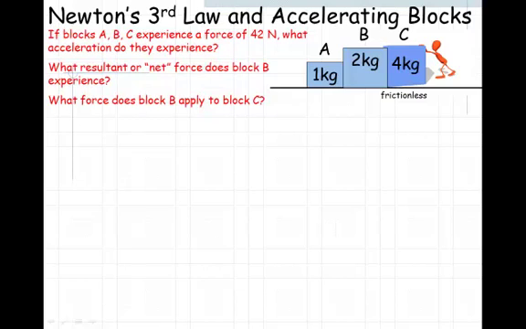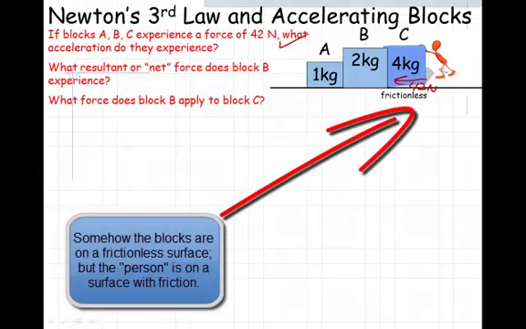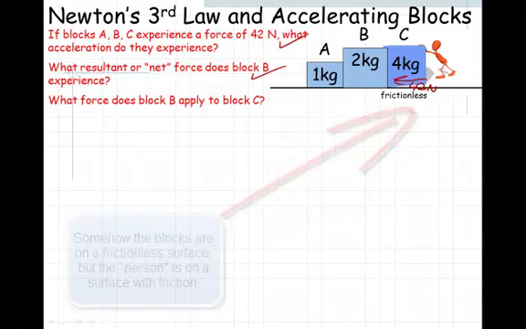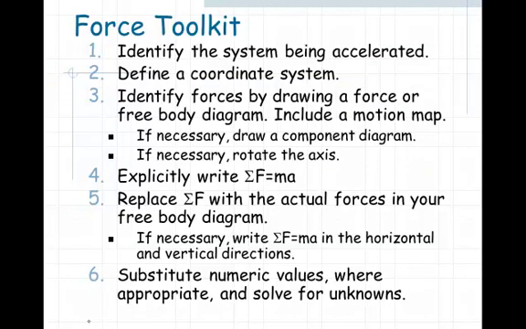Let's apply Newton's third law to accelerating blocks. In this particular problem, these blocks are experiencing a force of 42 newtons on this frictionless surface. If blocks A, B, and C experience a force of 42 newtons, what acceleration do they experience is the first question we'll answer. Then what resultant or net force does block B experience? And finally, what force does block B apply to block C?